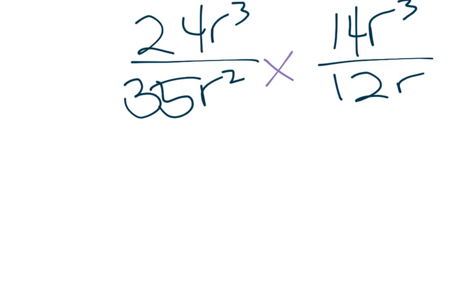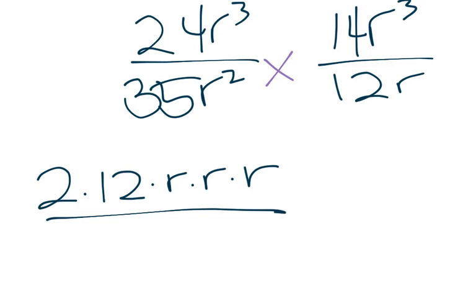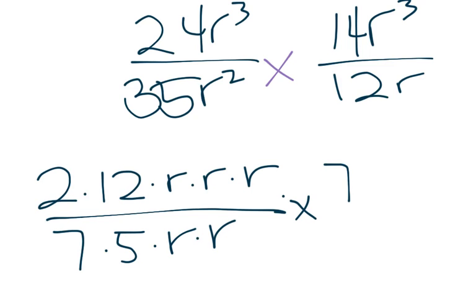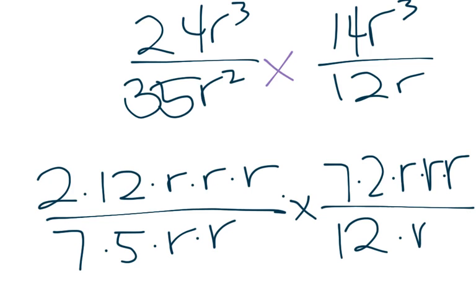So 24 we can factor to 2 times 12 times r times r times r. 35r squared can be 7 times 5 times r times r times 7 times 2 times r times r times r over 12 times r. So this 12 and this 12 cancel out.